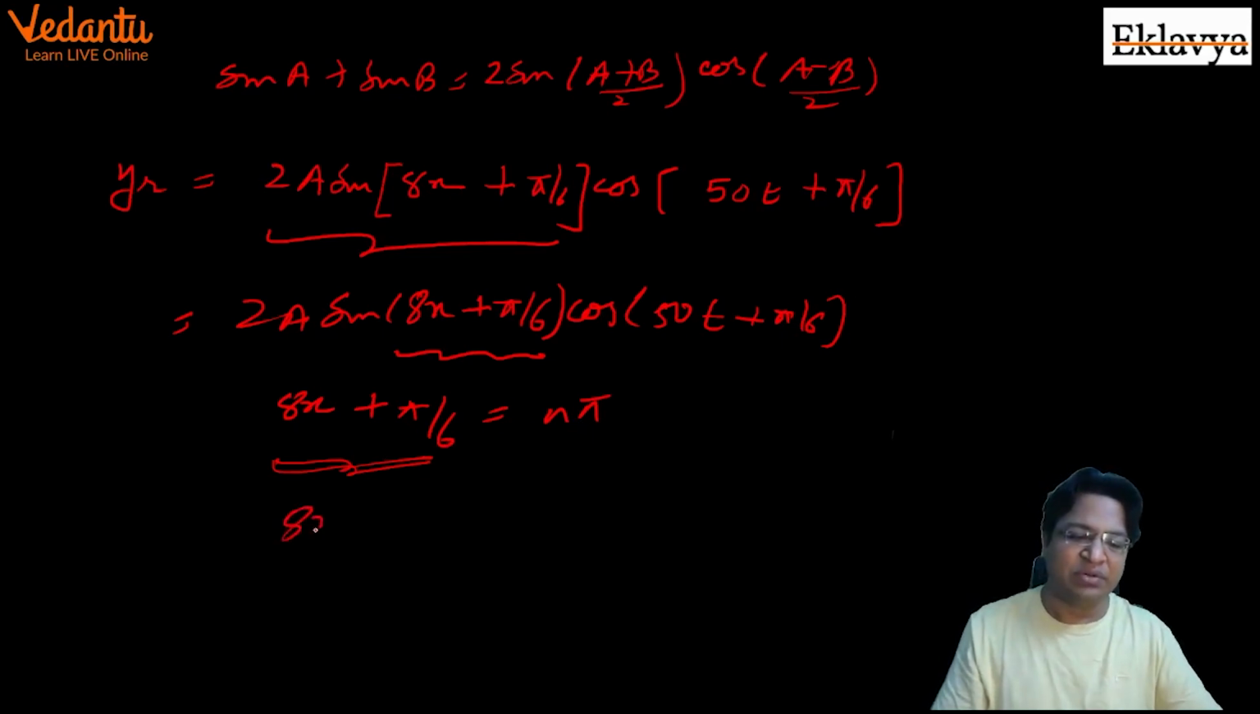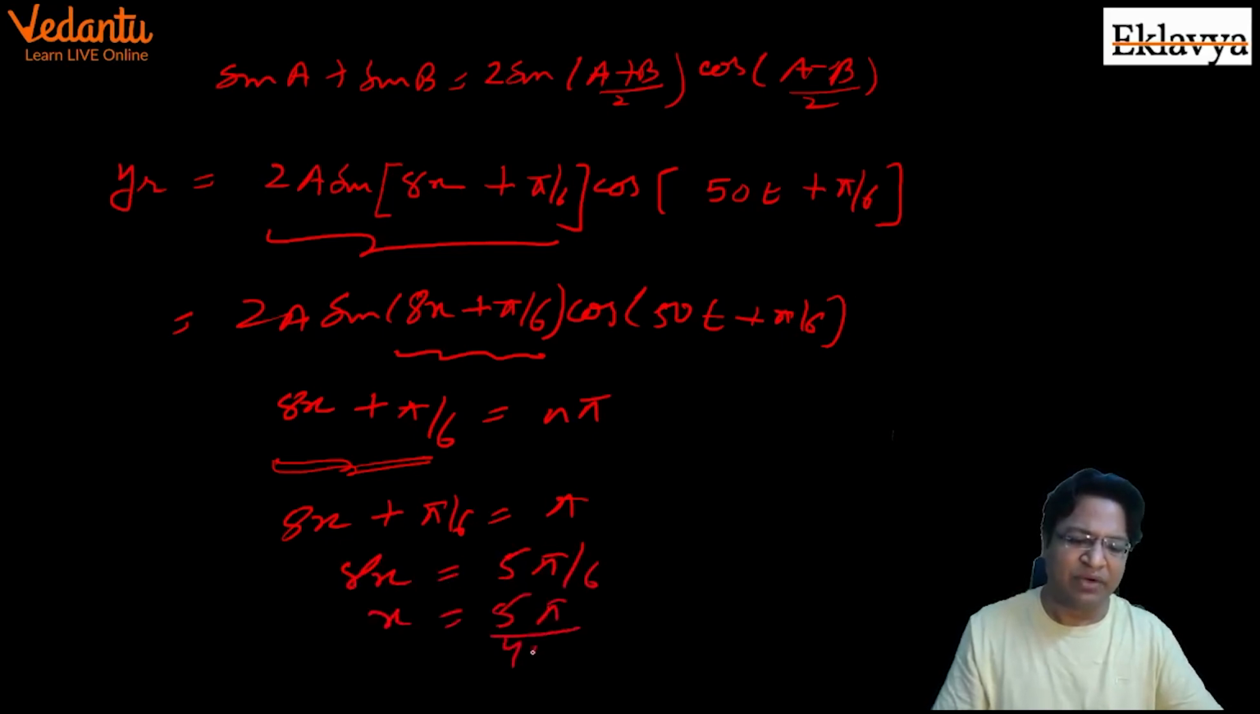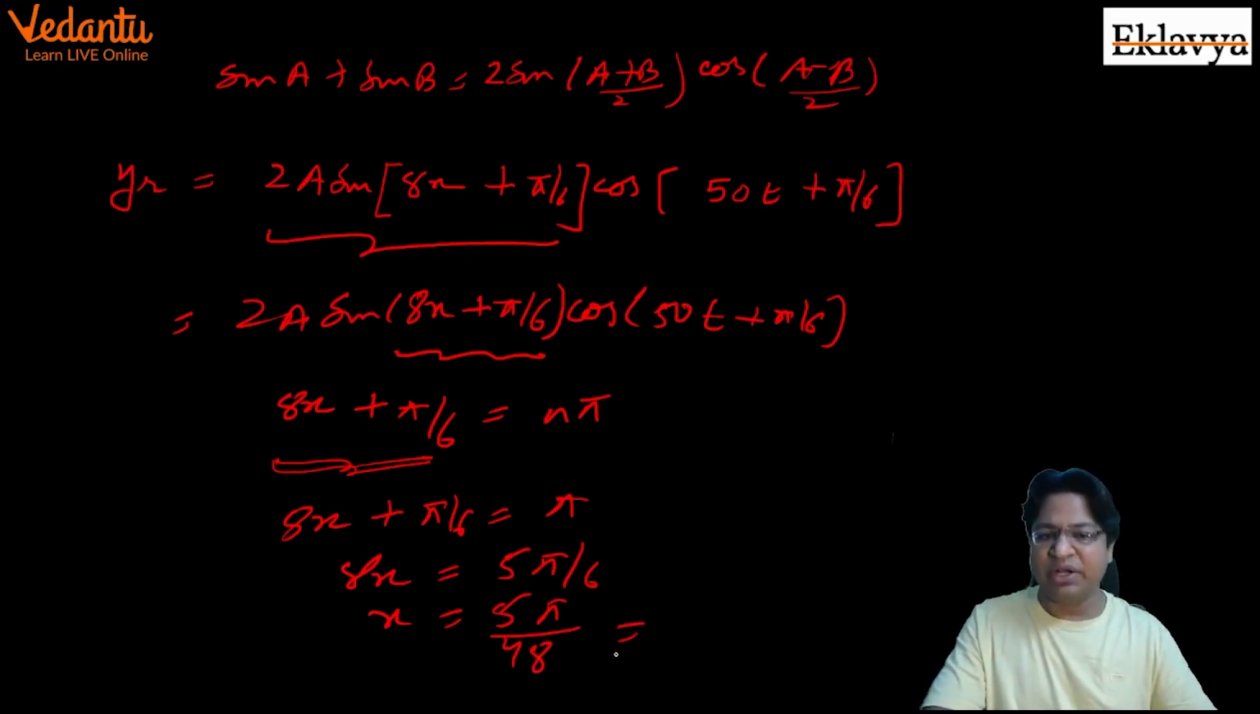So I will say that 8x plus pi by 6 is equal to pi. So 8x would be equal to 5 pi by 6, so x would be equal to 5 pi by 48. All right, so this should be the value of x. Okay, so we can calculate it.